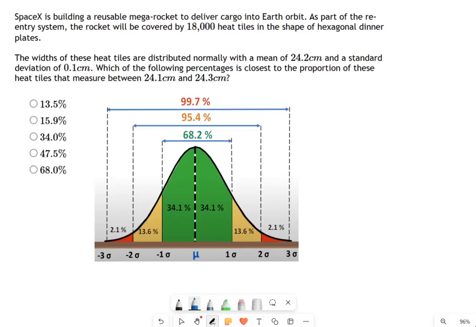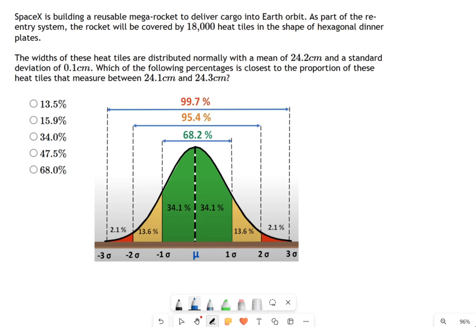If you read over the text of this problem, you can see this is talking about what's called a normal distribution. A normal distribution is a certain arrangement of data where most of it's in the center. And then as you go out to the edges, there's less and less of it. So for example, a human being has a certain height on average.